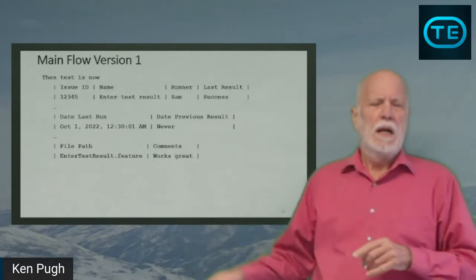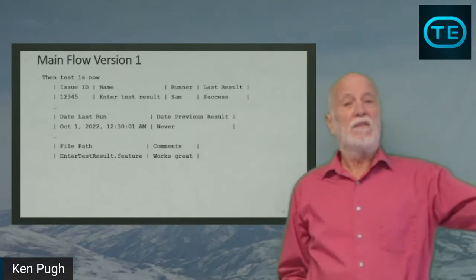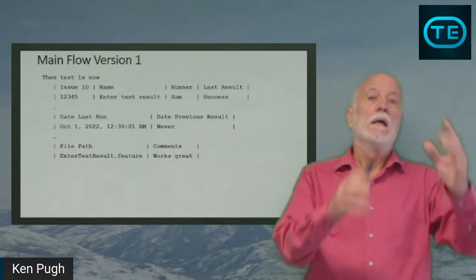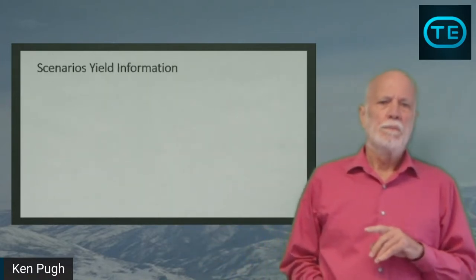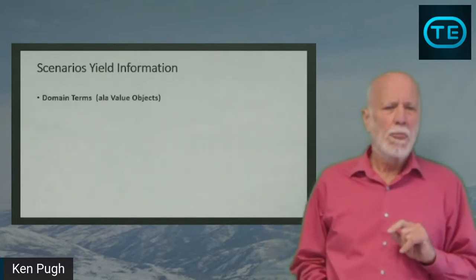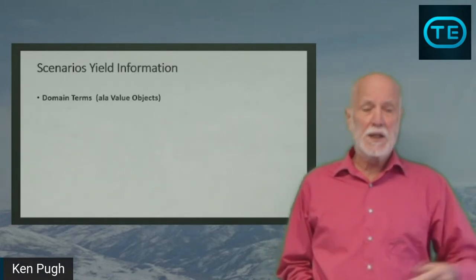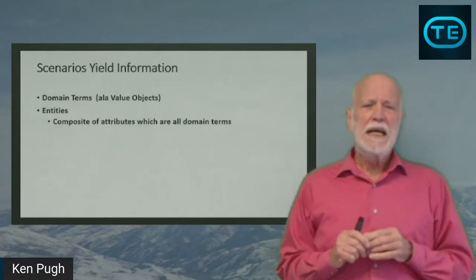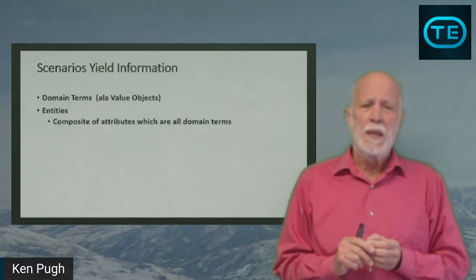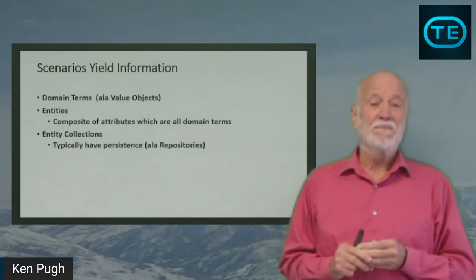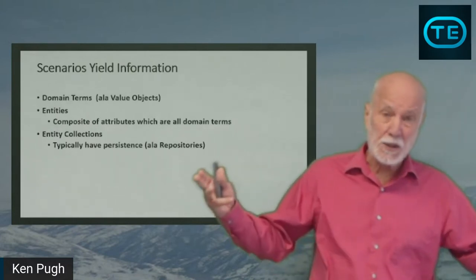So that's a flow. The flow is given the state, i.e., of our test, where we had never run it, when we run it, this is the new state of our test. So all of that information I'm talking about, we yield those domain terms. Some people call them value objects. I call them domain terms because it is a domain. And they yield those entities, that composite of attributes. And all of those attributes typically are domain terms. And then entity collections, i.e., entity collections typically have some persistence, also called repositories, if you will.